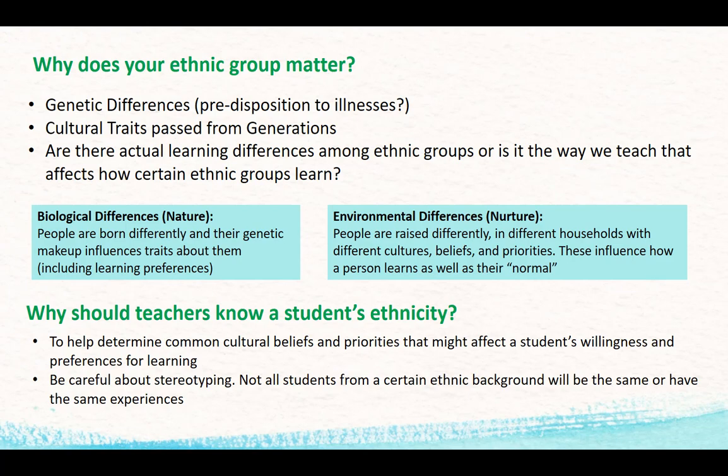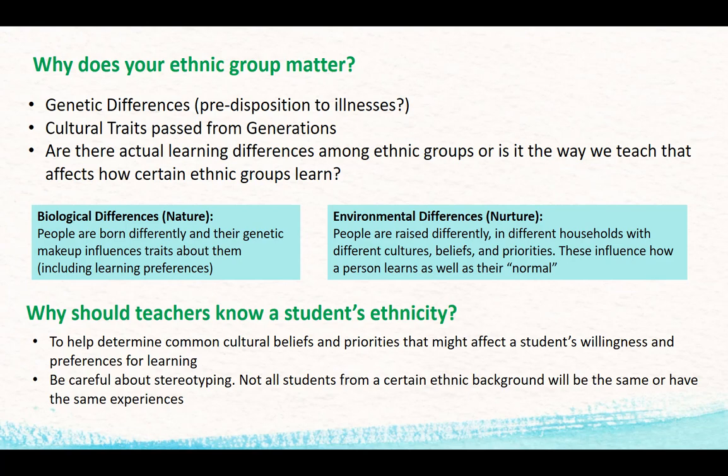So, biological as well as environmental, nature versus nurture, both groups believe that your ethnic background could affect how you learn. They just do so differently. One is because genetically you're different because of your ethnic group, and the other is that your ethnic group will influence your culture, beliefs, and priorities, which then affects your environment.